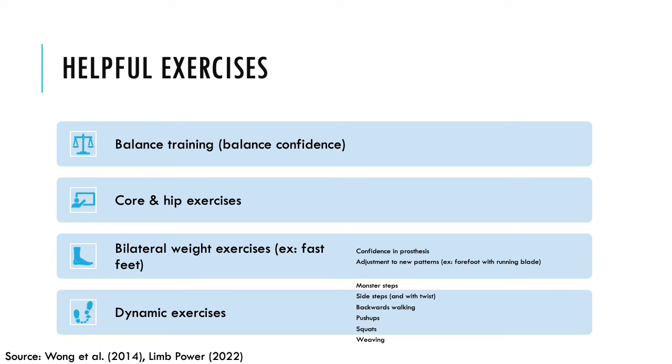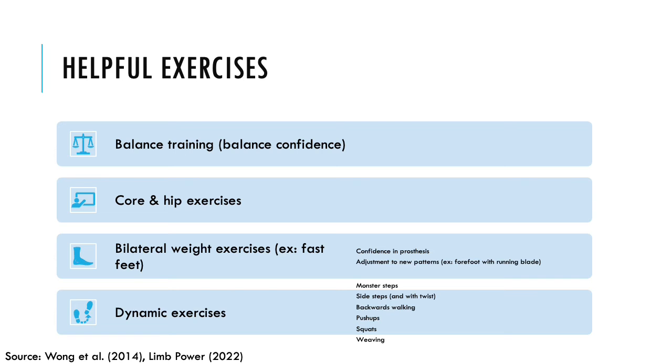So doing exercises such as bilateral exercises can help them gain that confidence back to put that weight on the prosthesis. And one of those bilateral exercises is in that third point here. It's called fast feet, which is basically where they're quickly going from side to side, from one foot to another, shifting their weight, and this is building that confidence.